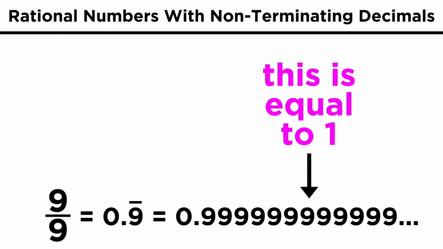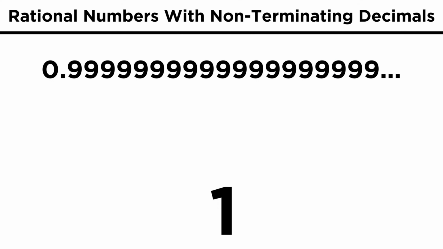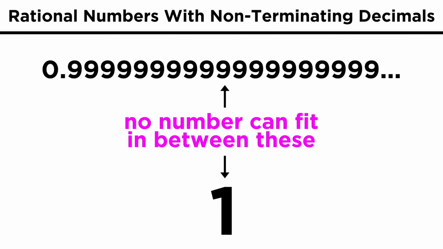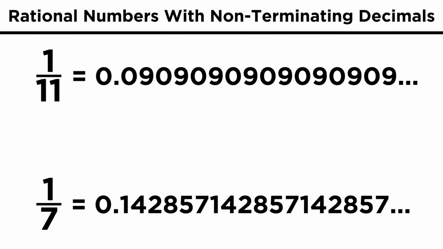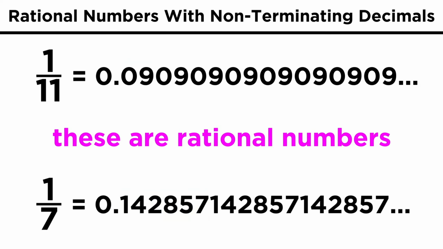To prove this, we can rationalize that if the 9's extend forever, then there cannot be any number in between this number and 1, and they therefore must be the same number. There are other numbers with non-terminating decimals in a pattern of 2 or 3 repeating digits, or more. These are all rational numbers that are simply the decimal versions of some fraction.